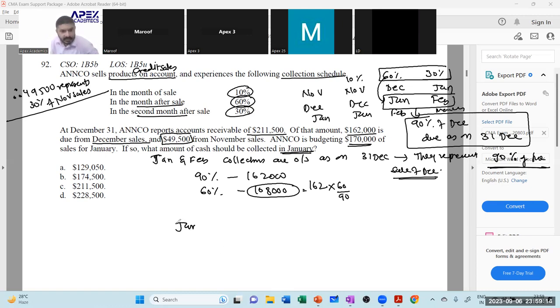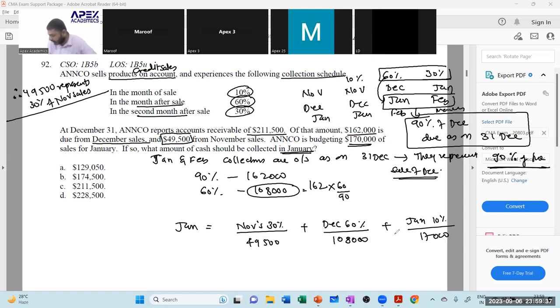So in January, you will collect November's 30%, which was 49,500. You will collect December's 60%, which was 1,08,000. And you will collect January's 10%, which is 17,000. What is the total? 49,500 plus 1,08,000 plus 17,000. Your answer is 174,500.